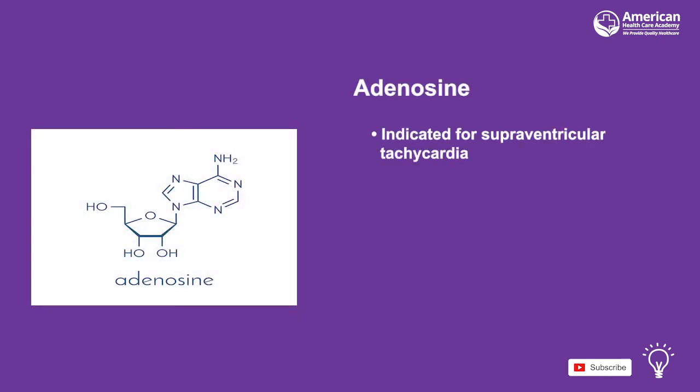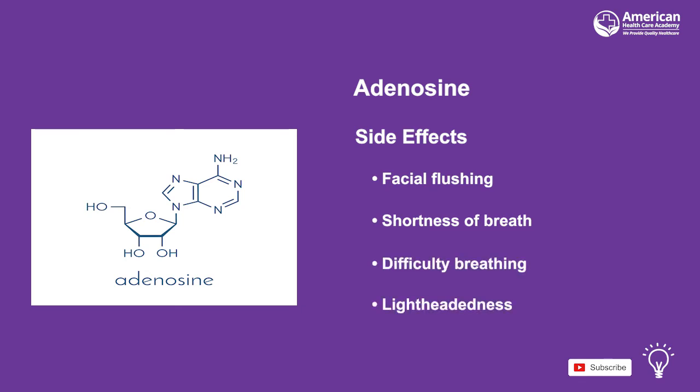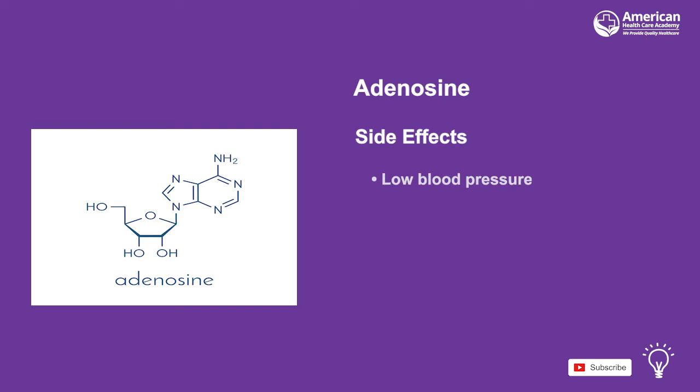Adenosine is indicated for supraventricular tachycardia. Side effects may include facial flushing, shortness of breath or difficulty of breathing, lightheadedness, nausea, low blood pressure, palpitations, chest pain, or headaches. The dosage is as follows.